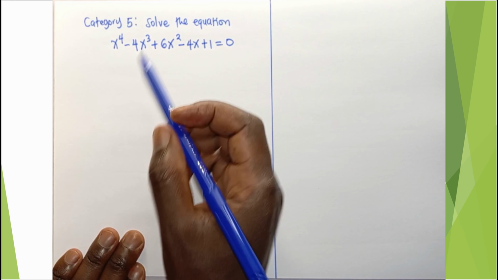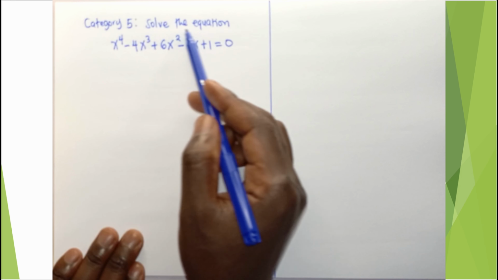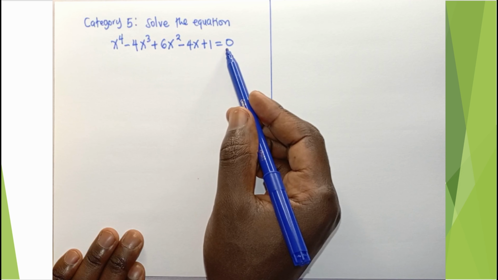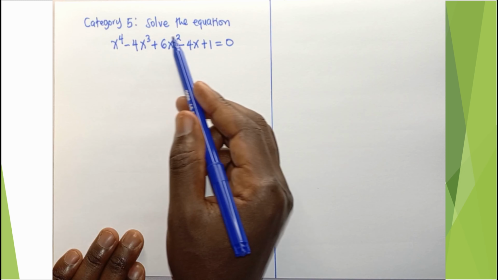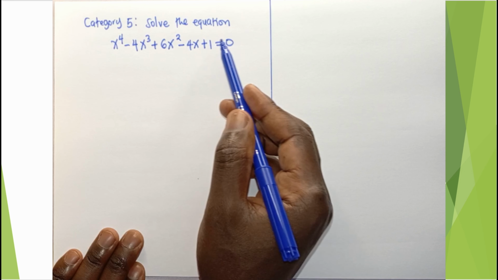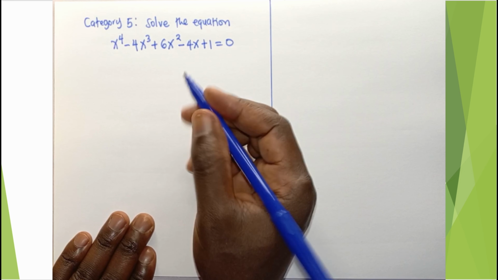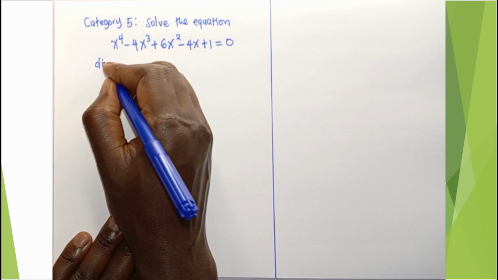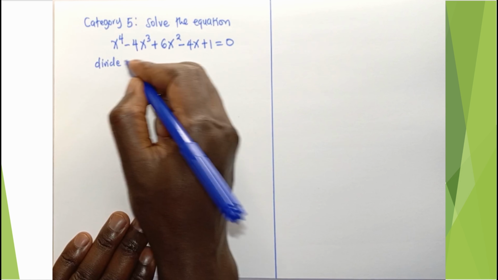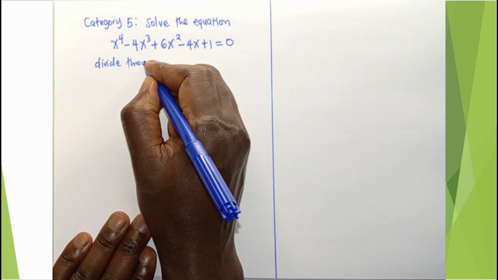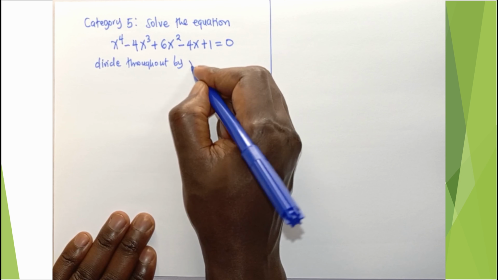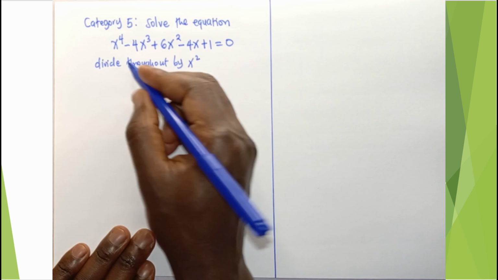Now to solve such an equation in category 5, the other one left, please try it out. And also the other numbers that I left for radical, please try them out. So whenever the equation is like that, we begin by dividing throughout by x to power 2. Whenever you try it out, there is a way things start to come out.